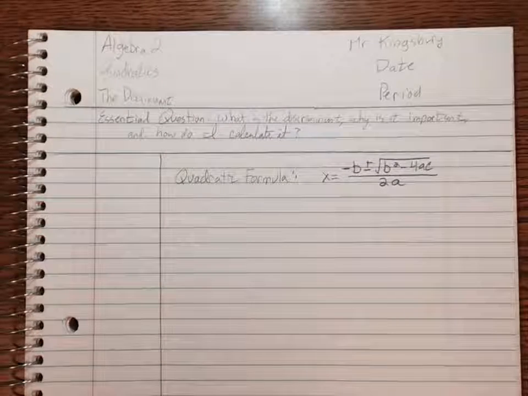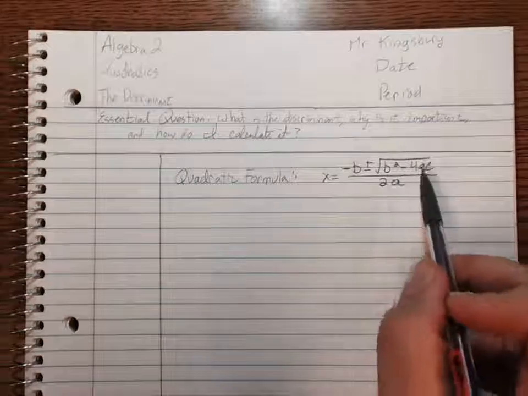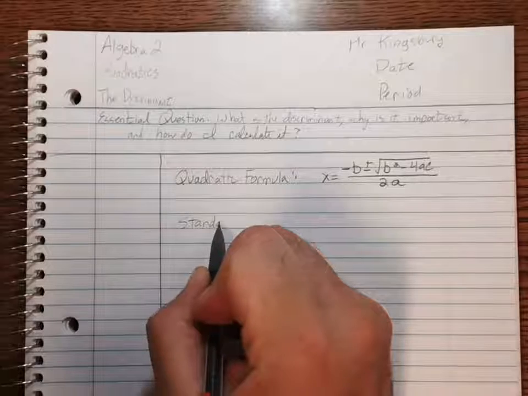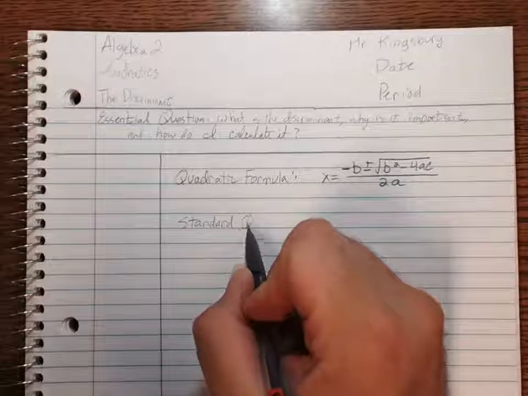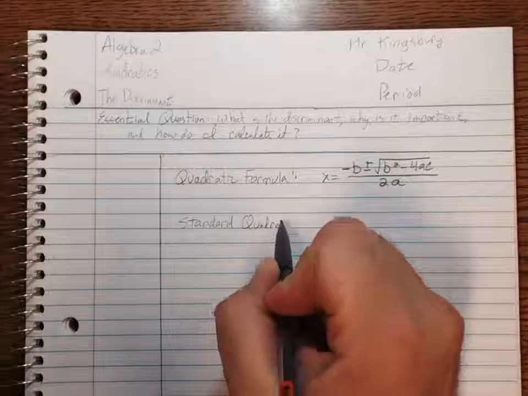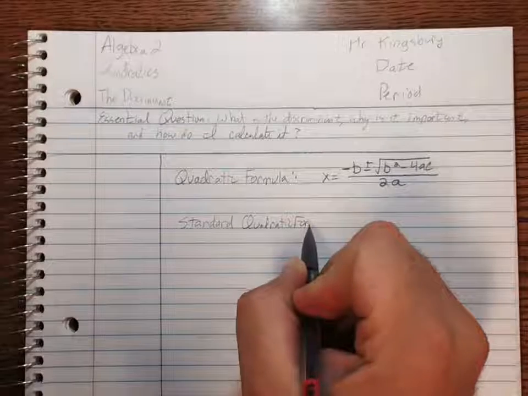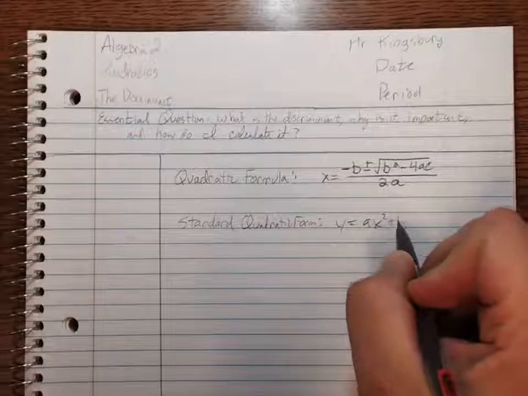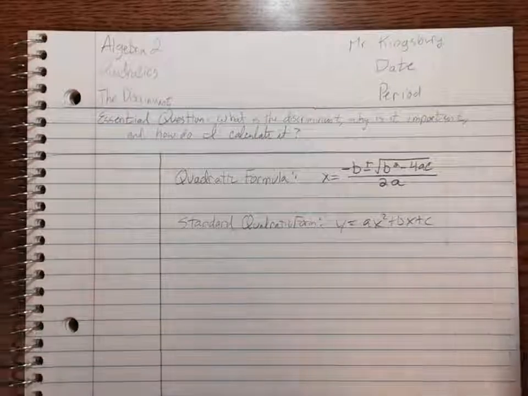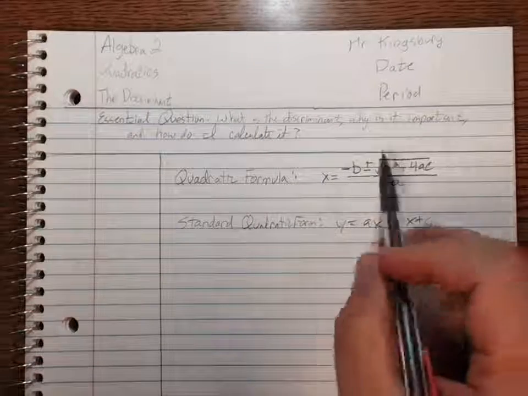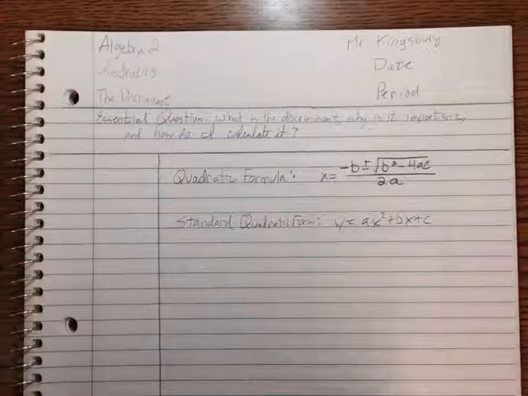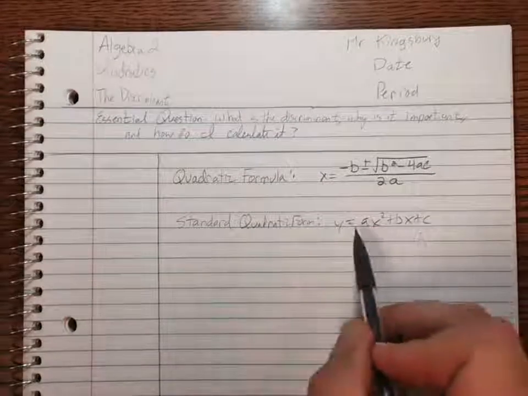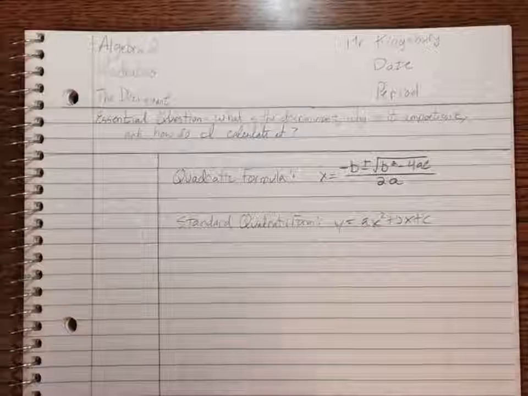And actually, these a's, b's, and c's come from the standard form of a quadratic, which looks like this. Y equals ax squared plus bx plus c. So these letters go in here. The quadratic formula can then be used to find solutions to any equation with specific a, b, and c values.